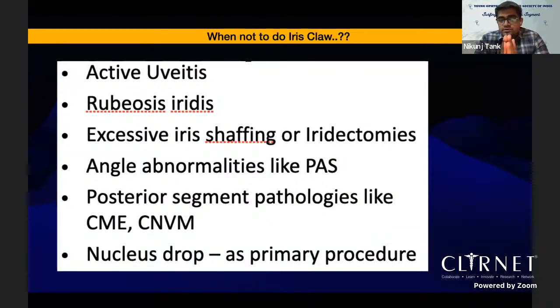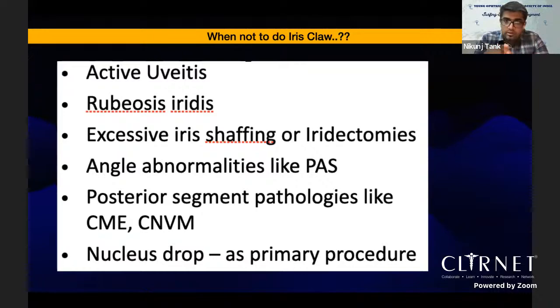There are a few situations where an iris IOL should be avoided. In a case of active uveitis, because we are using uveal tissue to hold our IOL, it should be avoided. Also if the patient has any neovascularization, excessive chafing, or a large iridectomy because of surgical or actual trauma. If the patient has any angle abnormalities like peripheral anterior synechiae, or any posterior segment pathologies like CNVM or CNV, an iris IOL should be avoided. And as I mentioned, nucleus drop should never be done as a primary procedure.